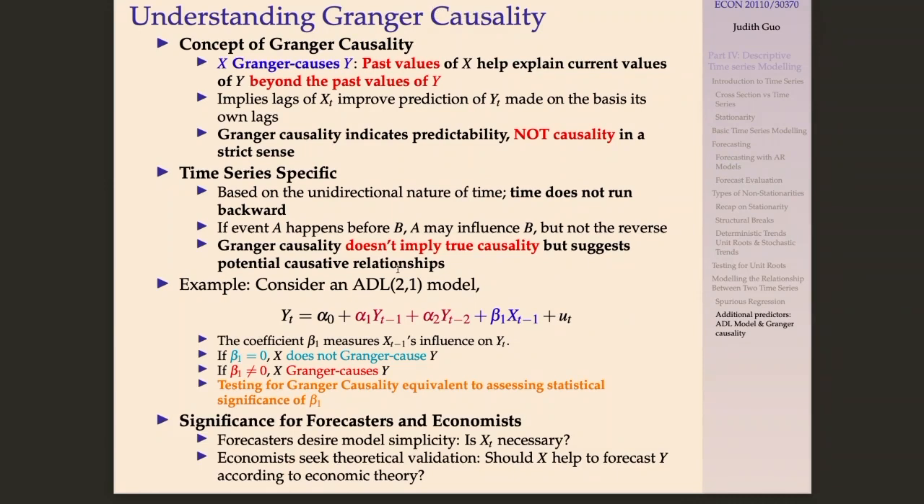So why does this matter? For econometricians or statisticians, we care about model simplicity. We want to know whether we really need an ADL model or whether an AR model suffices to capture the underlying dynamics in Y. Is X necessary to be included in the model equation? Whereas economists seek a theoretical explanation of whether one economic variable helps us to forecast another economic variable. So it's about statistical significance and practical significance.